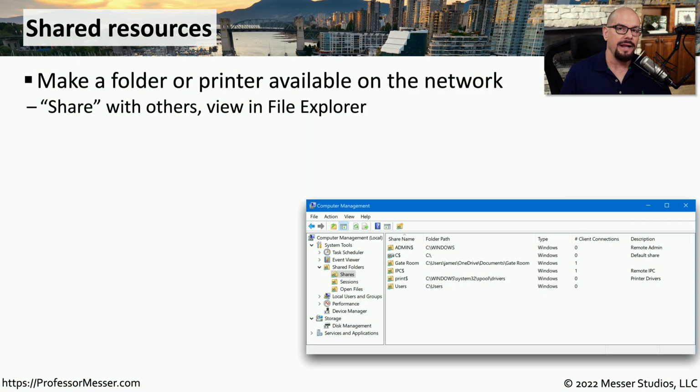In Windows, we might have information in a folder that we'd like other people to be able to access. Or we might have a printer connected to our system, and we'd like other people to have access to print to that printer. The way that you would do this in Windows is to create a share of that folder or to share the printer in the operating system.